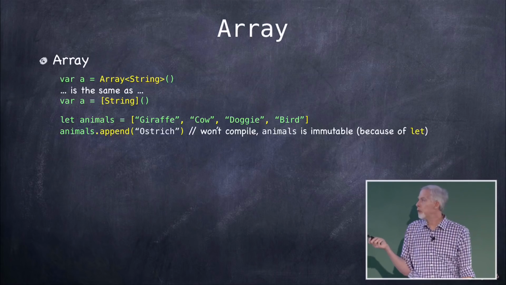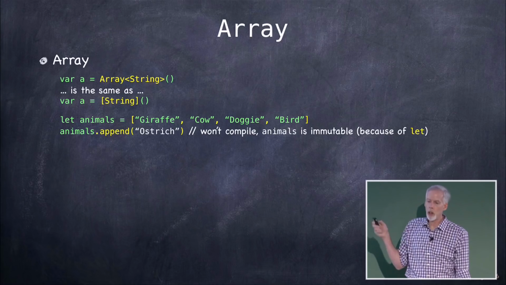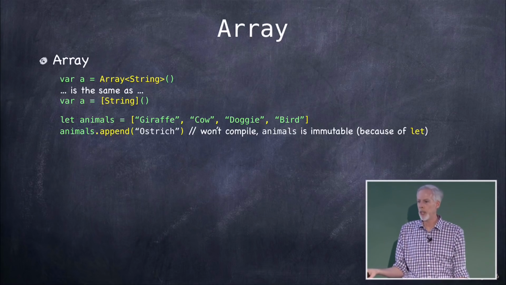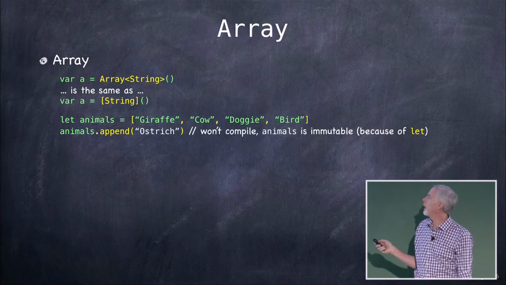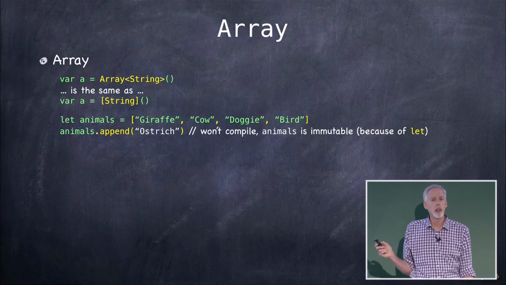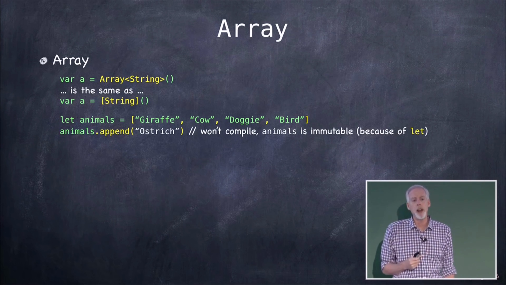I can also create arrays and initialize them by just saying some variable like animals there, which is constant, let animals equal, open square bracket, list a bunch of things, close square bracket. That creates an array of those things. And notice I don't specify any type here. Why do I get away with that? What does Swift do? It infers type. So it would look at this and say, string, string, string, string. All right, this is an array of string.